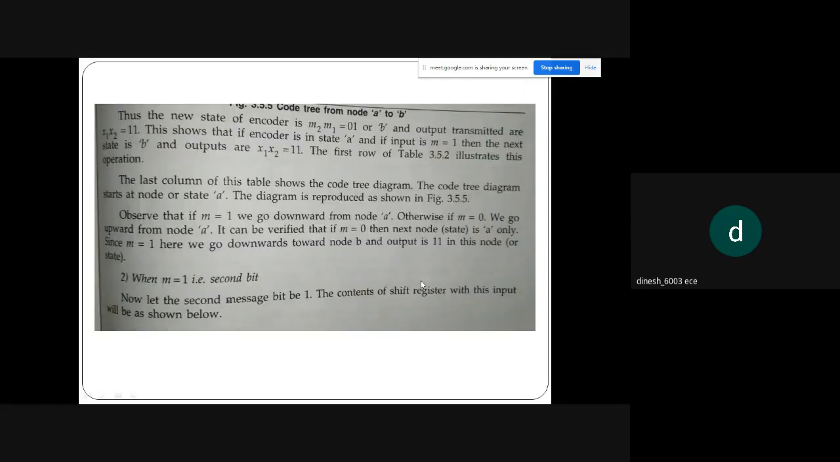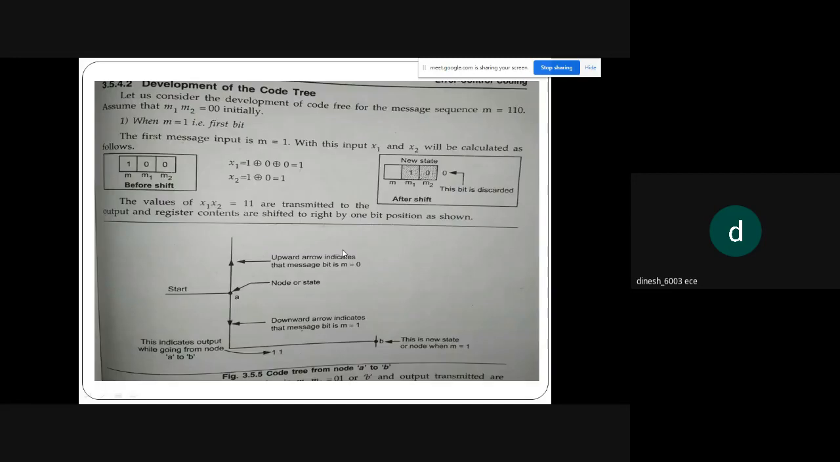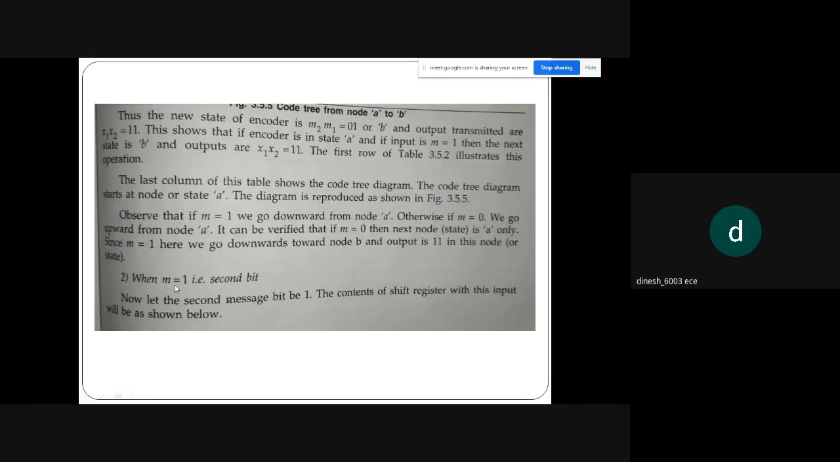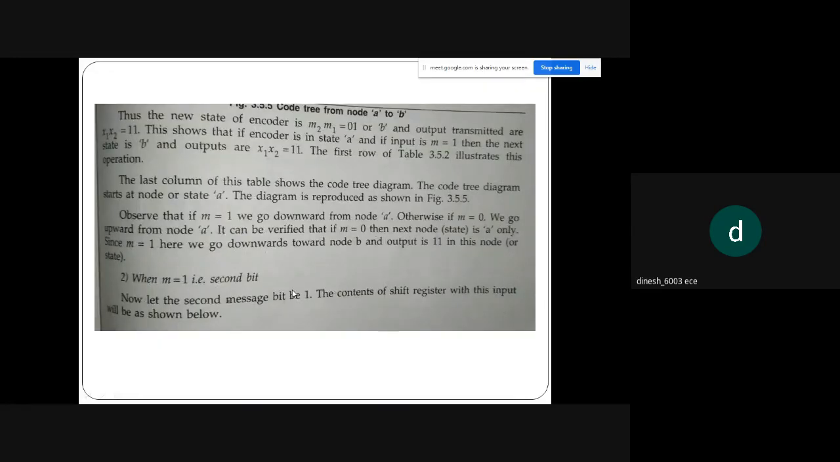All right. So now we have sent only m equal to 1. The first bit is sent. Next we should send the second bit. What is the second bit? The second bit is m equal to 1 again. Now let us send this second message bit 1 to the shift register. What will happen? Let us see.